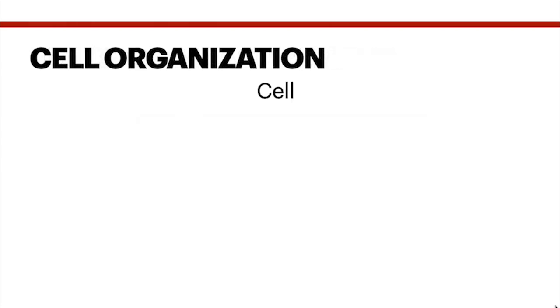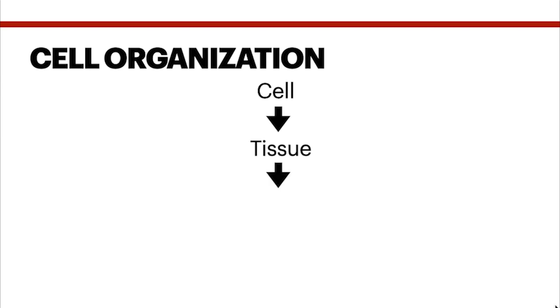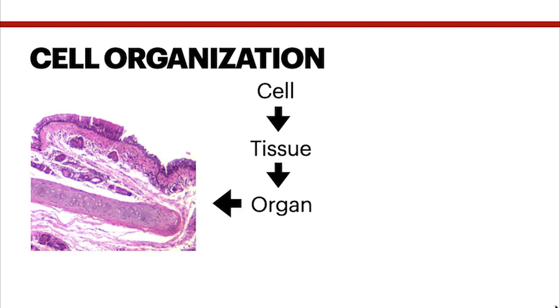The cell is the basic structural and functional unit of all organisms. Similar cells are grouped into tissues, examples of which are muscle, bone, epithelium, and connective tissue. Groups of tissues make up organs. An example will be the trachea. The trachea has several basic tissues such as the epithelium, connective tissue, muscle, and cartilage.